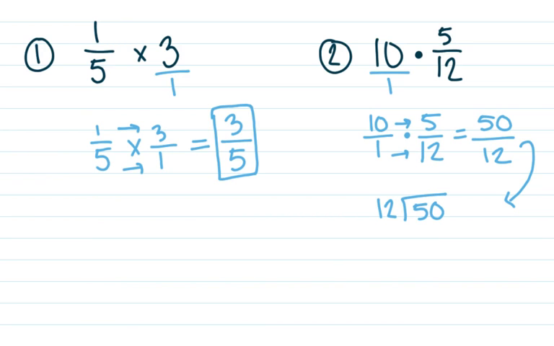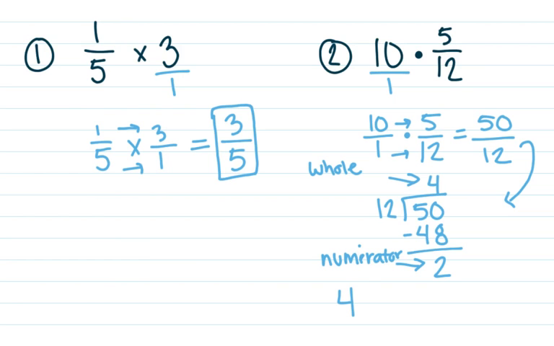How many times does 12 fit into 50? Well, that is 4 times. That's going to be 48. I subtract, and I have 2 left over. Remember that this right here is our whole number. This right here, this leftover piece, is our new numerator. We have 2 out of 12 left over. And then, of course, 12 is our denominator. That is the size pieces that we are working with.